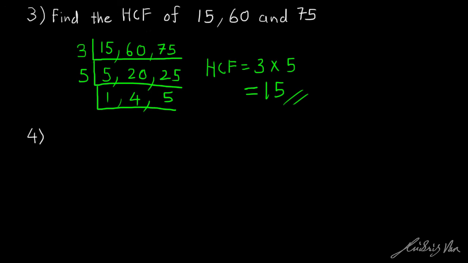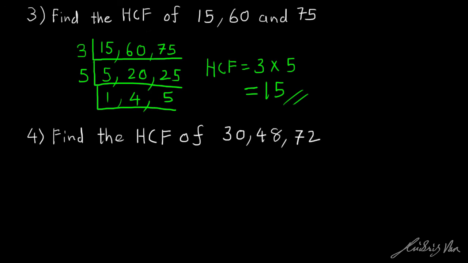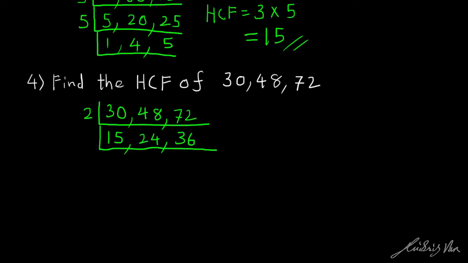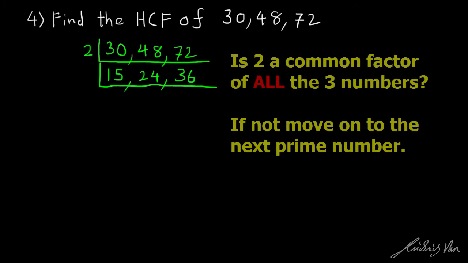Let us take a look at another example where there are 3 numbers. Find the HCF of 30, 48, and 72. So we list them down: 30, 48, and 72. And since all of them are even numbers, we divide them by 2. We get 15, 24, and 36. So we ask ourselves, is 2 a common factor of all the 3 numbers? If it's not, we must move on to the next prime number.